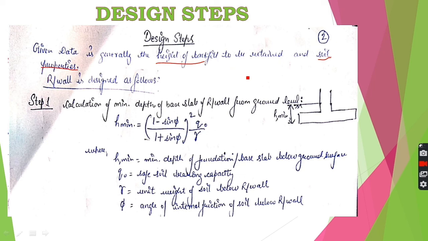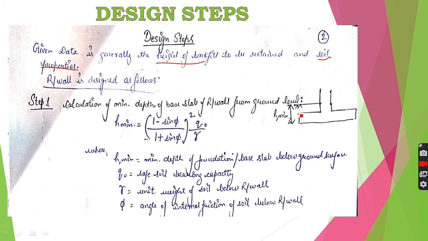Without this you cannot do the design of retaining wall. If this data is not given, you will have to assume certain things. So height of backfill is the slope which you have to retain, which is according to the site condition. So retaining wall is designed as follows. We will be covering it step by step. So first step is the location of the base slab below the ground level.